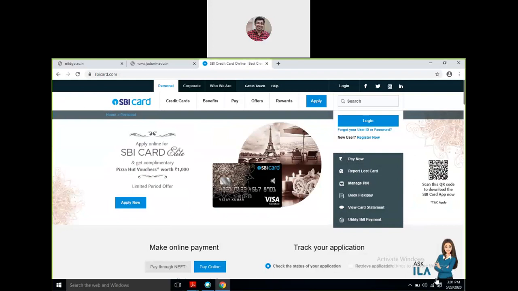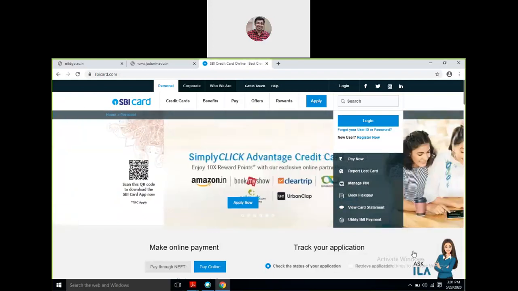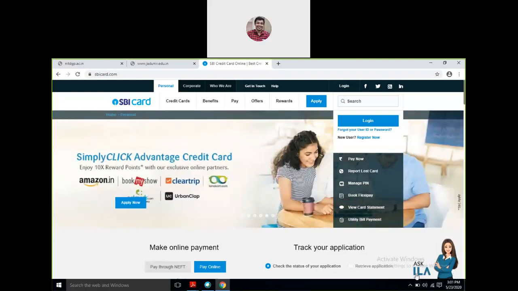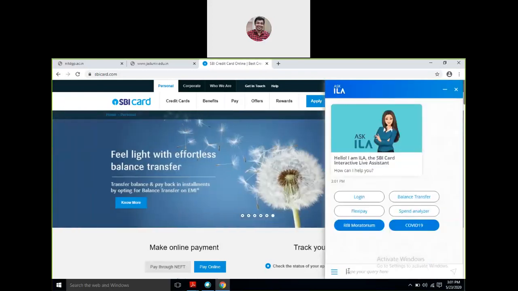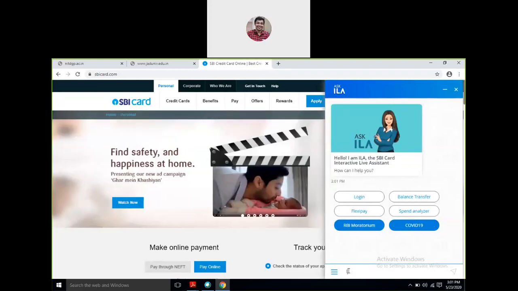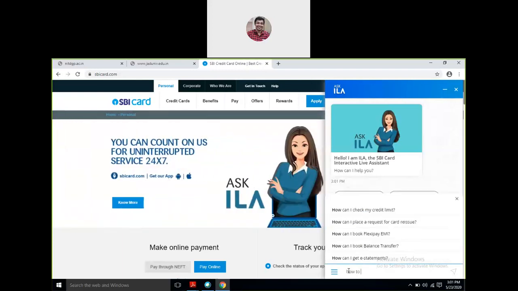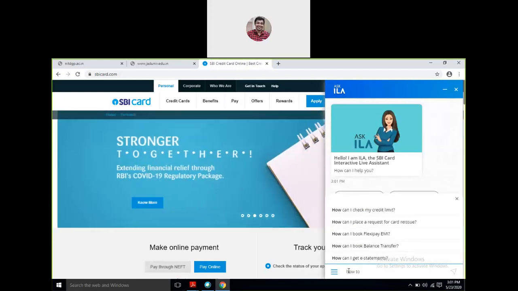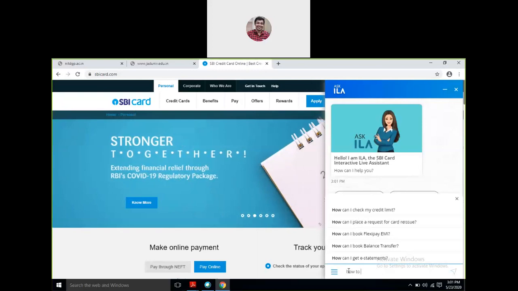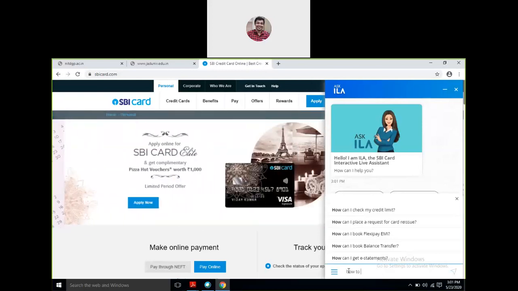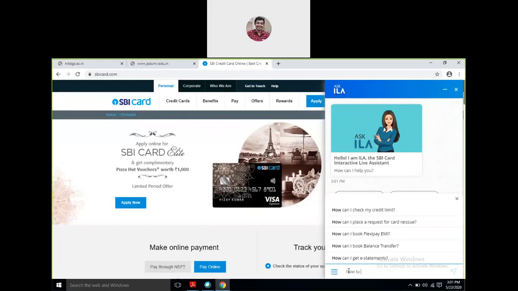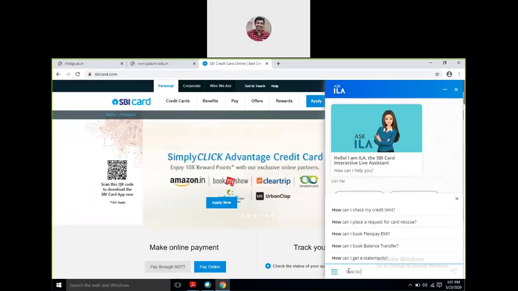Now, see, we have an interactive device like Ella, right? Ella is for SBI's card division. So if I click it here and type something, let's say I'm typing how to see, the moment I've started typing, it is projecting the kind of questions that I should ask, in fact, or these are the predictions that are given to me that I could have gone for.